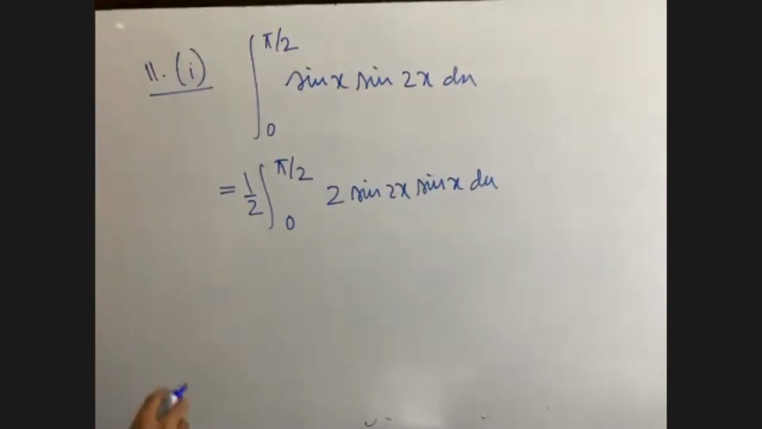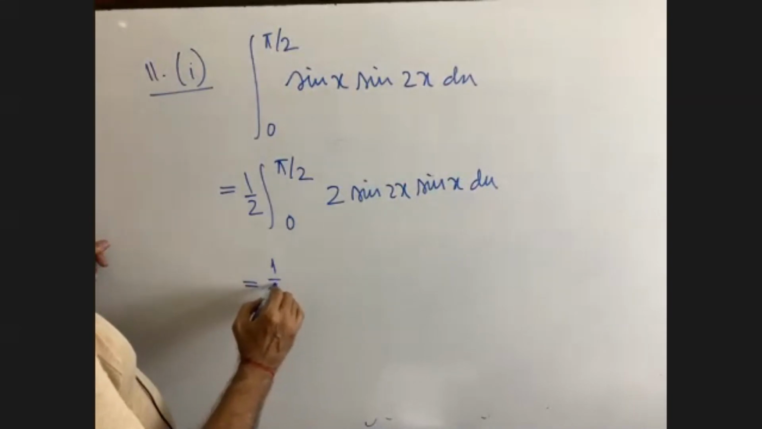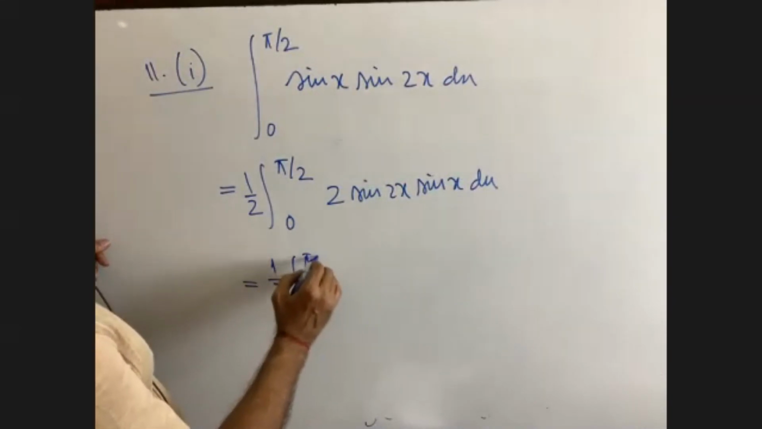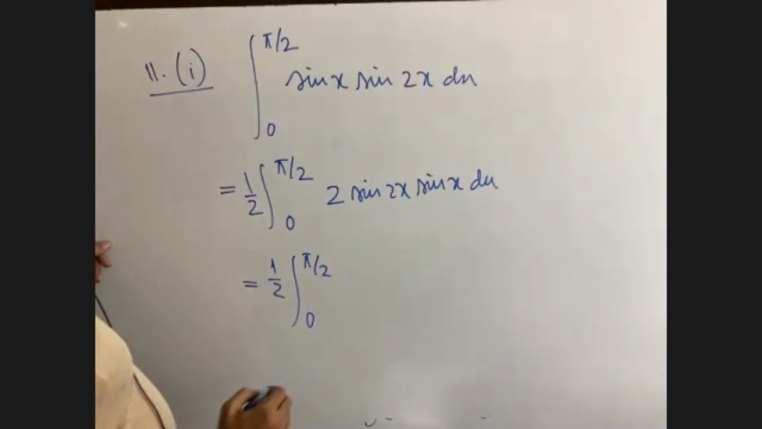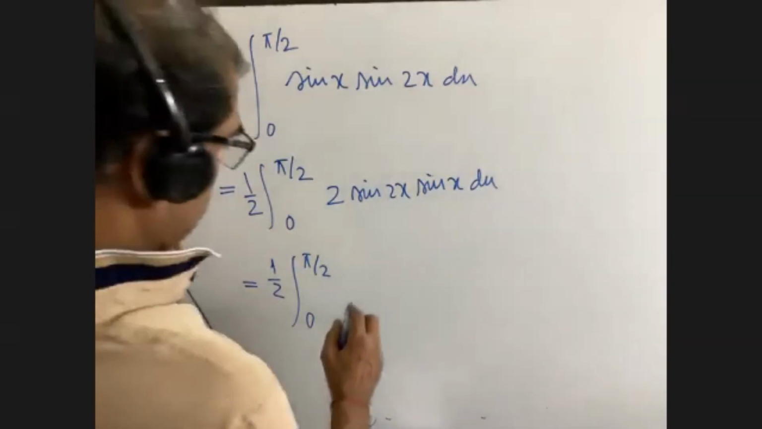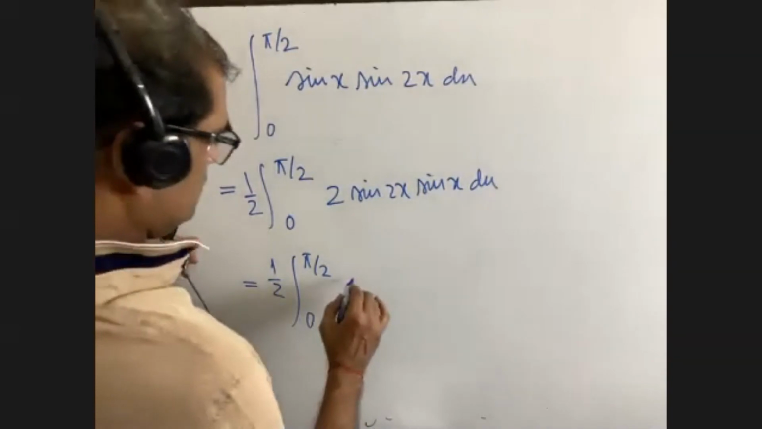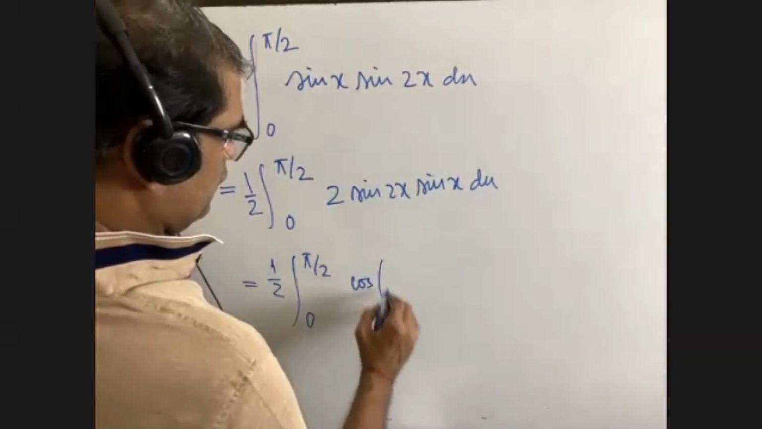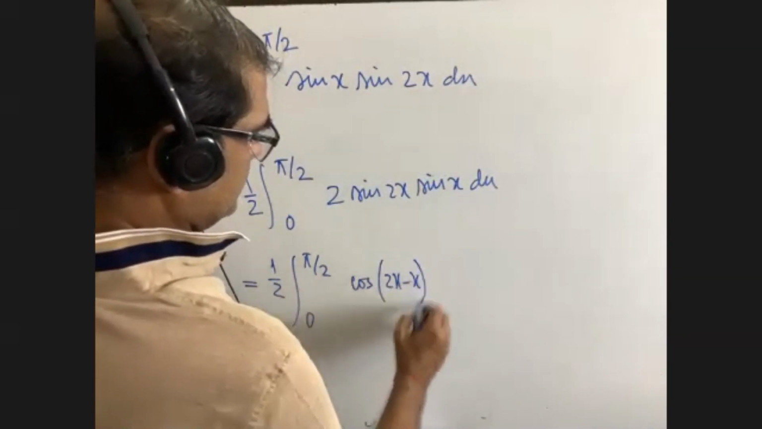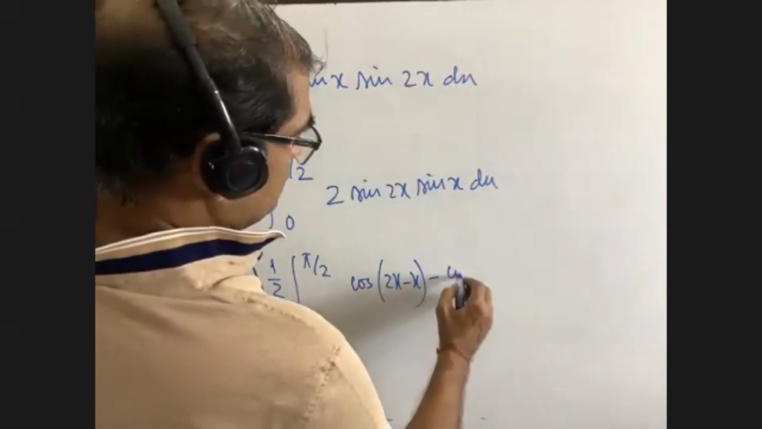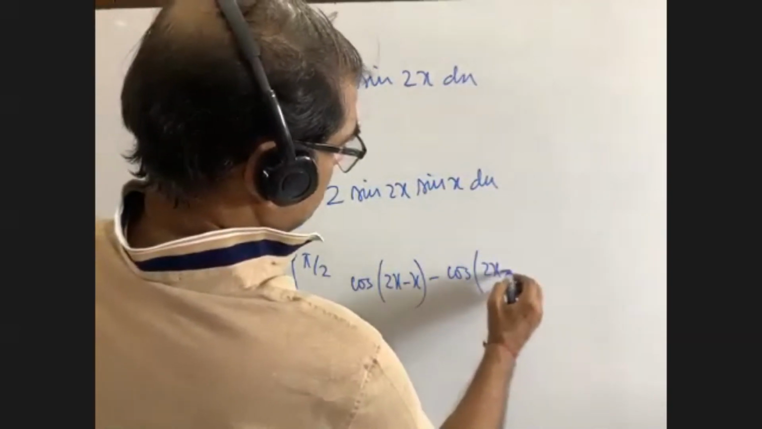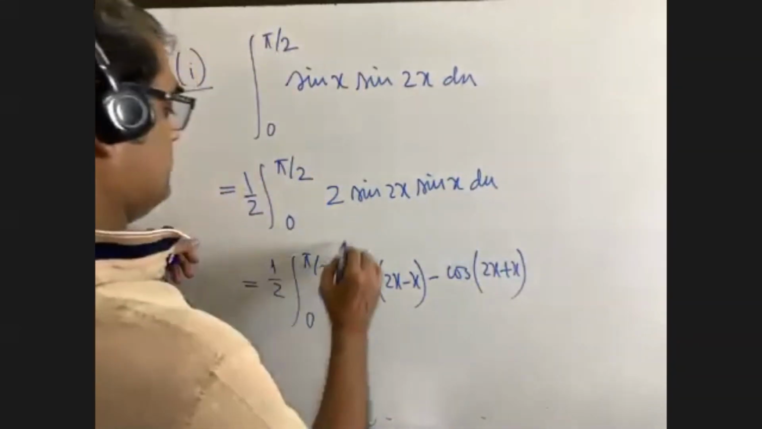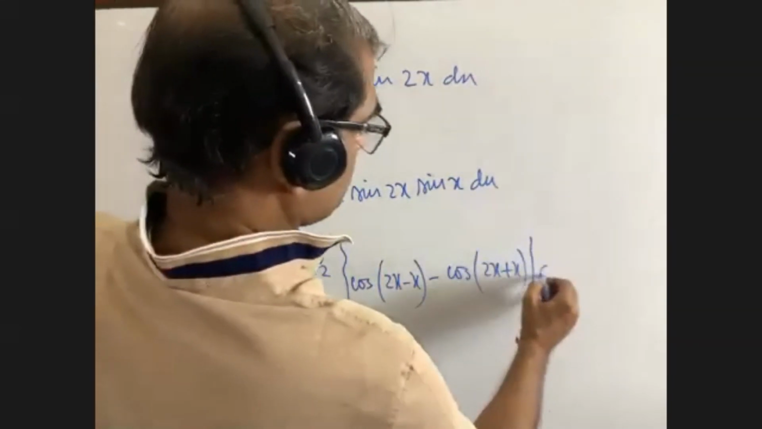Now let me know the 2 sine a sine b formula. What is the formula of 2 sine a sine b? Cos of a minus b minus cos of a plus b. Cos of a minus b minus cos of a plus b. Is it? Yes, sir. Talk to me.